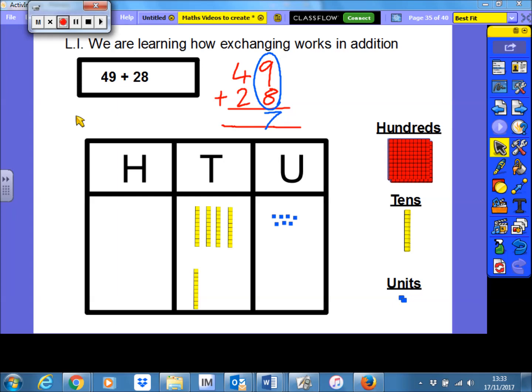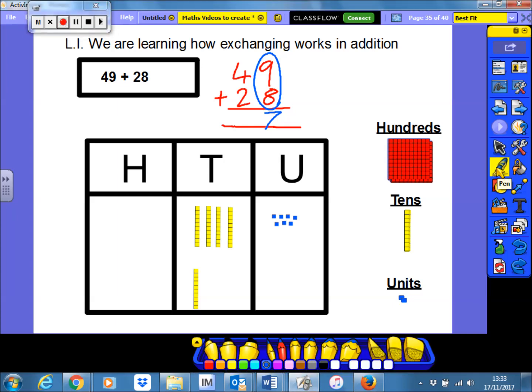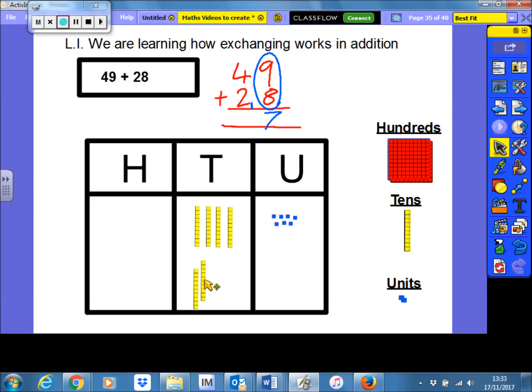Like so. And now I can represent that in the formal calculation here by writing an extra 1 in the tens column here. So I now have a 4 and this extra 1, which is represented by this new 10 down here. Okay, so I have 4 tens and an extra 10. Now I'm going to add on my other 2 tens from the 28 here. So add on another 2.